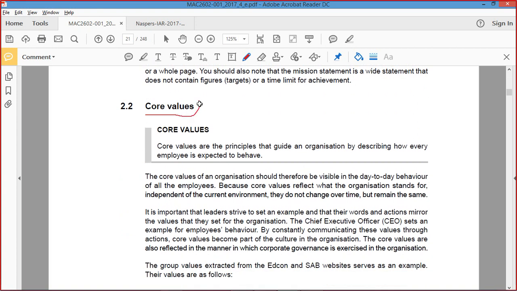The next bit is looking at values. What is a value? They talk about a principle here. So how would you define that?